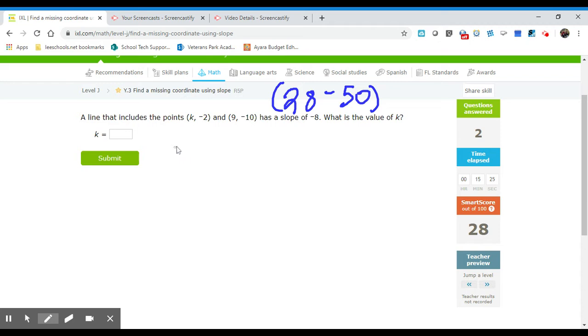Again, a line that includes the points (k, -2) and (9, -10) has a slope of -8. What's the value of k? Whenever they give you the slope and they give you the points, that means you need to use the formula y equals mx plus b. As we talked about, m is slope, b is the y-axis intercept. So let's plug in what we know.